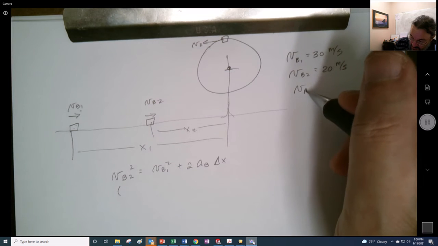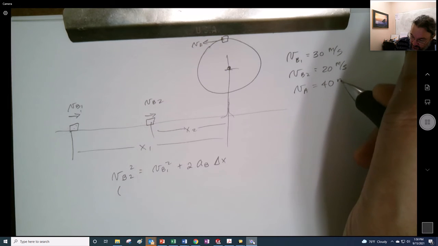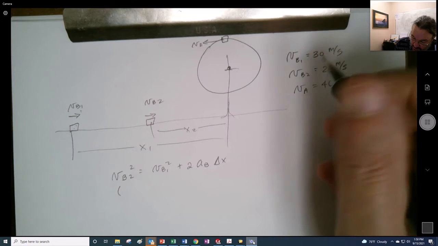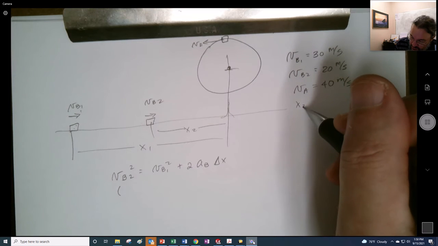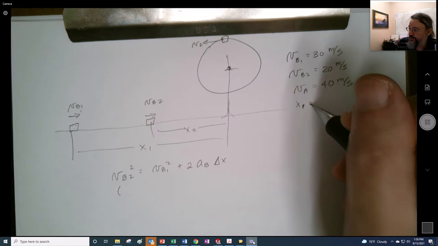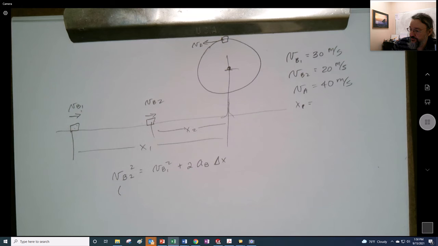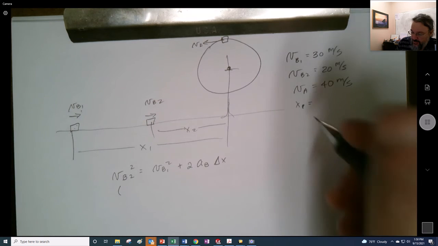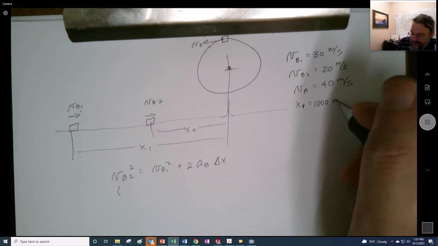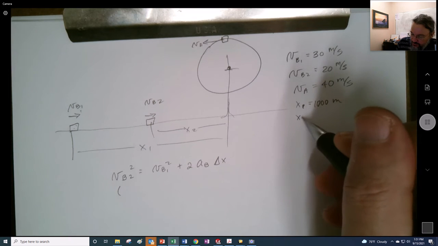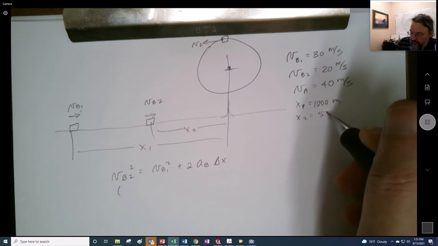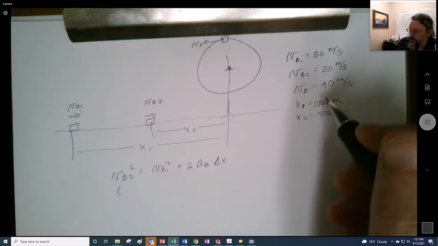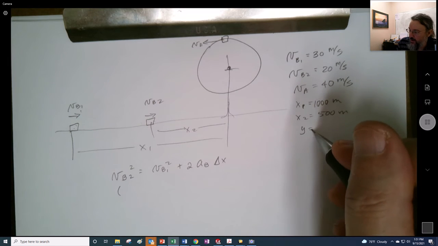Then we have the velocity of A. I think mine is 40 meters per second, and X1 was 1,000 feet. Let me take a look here. I have it over there too. And so here we go, 1,000. We got 1,000 meters, sorry. And X2, I think I just had 500. And anything else? I guess I gave a Y of 300.